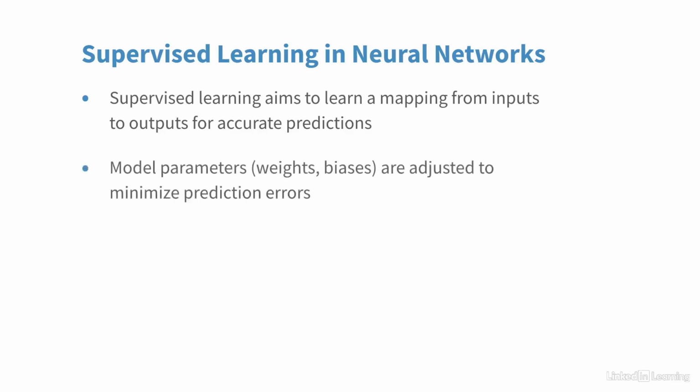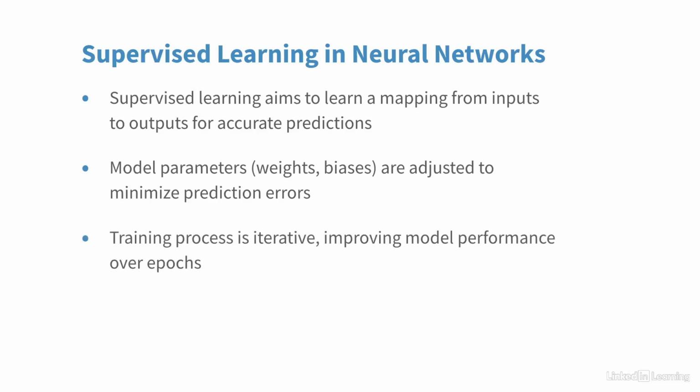Training a neural network using supervised learning involves adjusting the model's parameters to minimize the difference between its predictions and the true labels. So what are the model's parameters? The model's parameters are everything from the weights and biases to the values of the convolutional filters. All of these are parameters that get adjusted during training. The training process is iterative, and it's improving the model's performance over multiple training epochs.